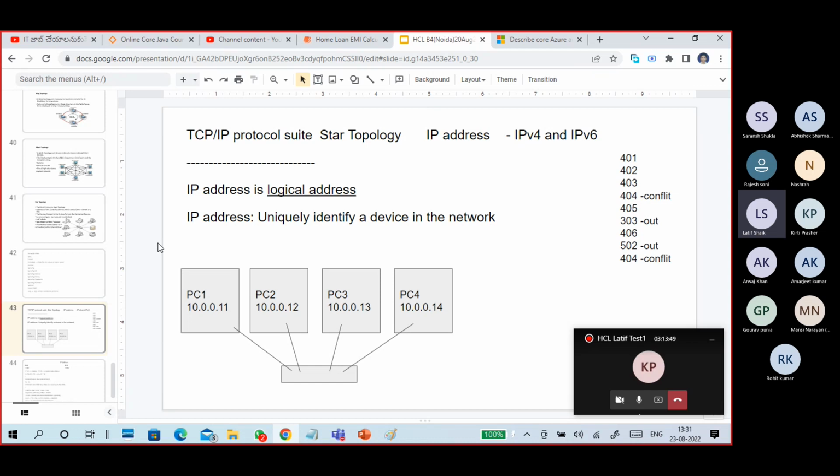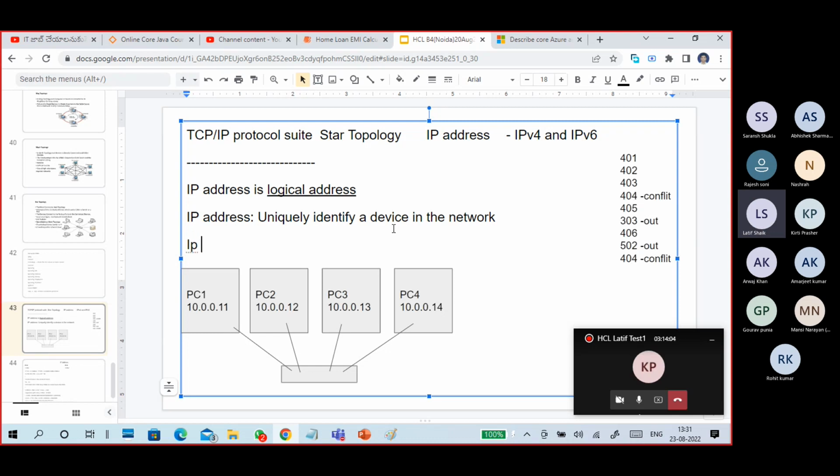So each PC will be identified with an address. No. Uniquely identifying a device in the network is called an IP address, but IP address is not a unique address. Remember that. A lot of people will get confused about this one. People try to remember it in a short sentence: IP address is not a unique address. Unique address is MAC address. IP address is a logical address, not a physical address. Not unique means the unique address is the MAC address. So IP address is not a unique address. It will be changeable.